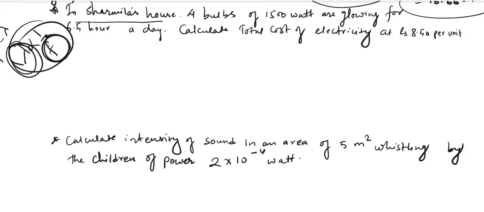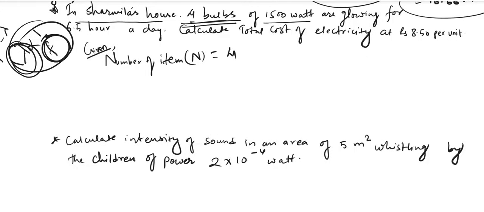In Sharmila's house, 4 bulbs. So given the number of items N is equal to 4. 4 bulbs are placed there, and each has 1500 watt. The power P is equal to 1500 watt. Okay, so the answer, the cost of electricity.